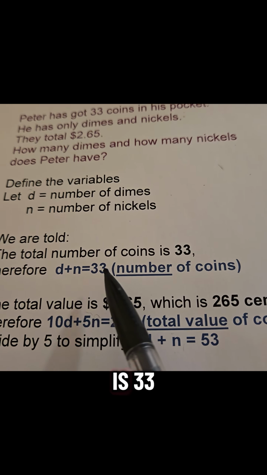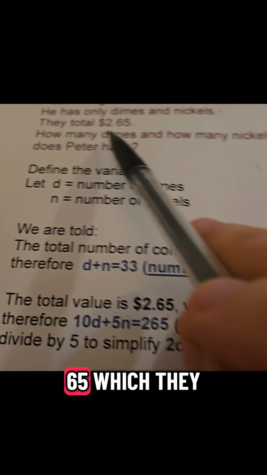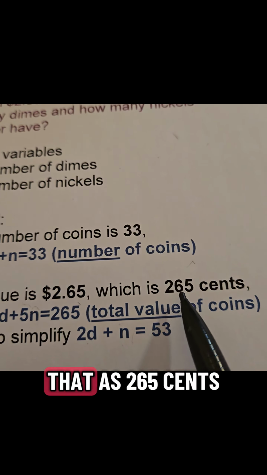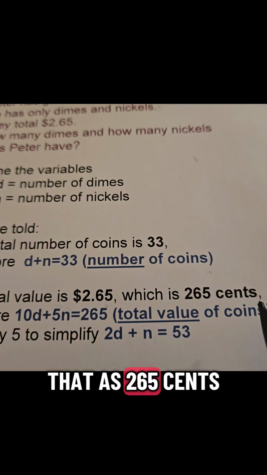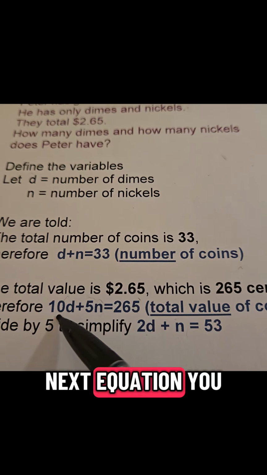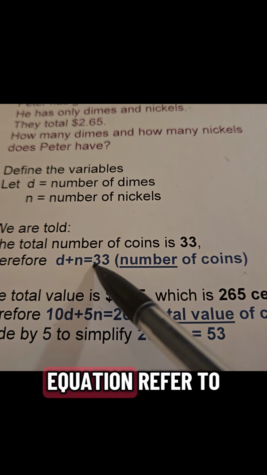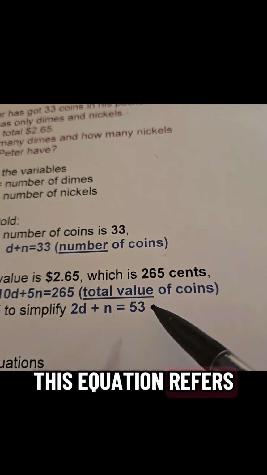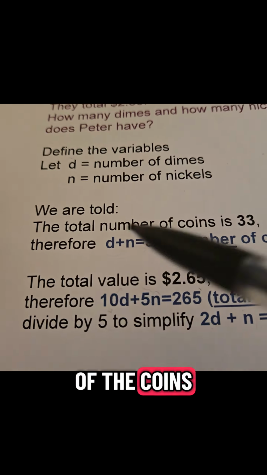Now we're going to the other concept. The total value is $2.65, which they told us over here. To make it simpler, I'm writing that as 265 cents. This is my next equation. You see, the first equation refers to the number of coins. This equation refers to the value of the coins.